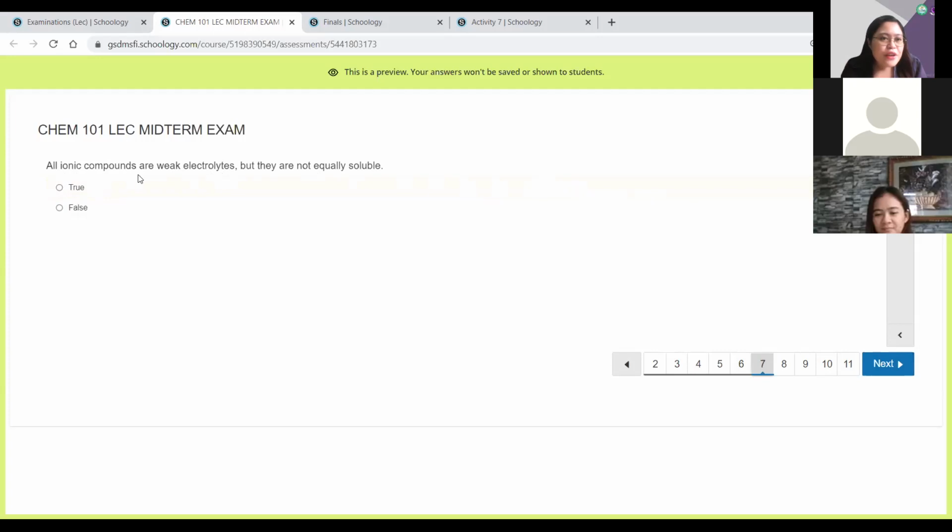Next, all ionic compounds are weak electrolytes, but they are not equally soluble. This naman is false. Why? Because our ionic compounds are considered as strong electrolytes. Again, strong electrolytes yung ating ionic compounds. Do not forget, our ionic compounds are combination of metals and non-metals.